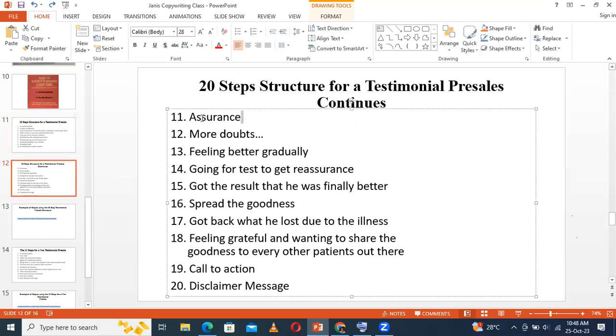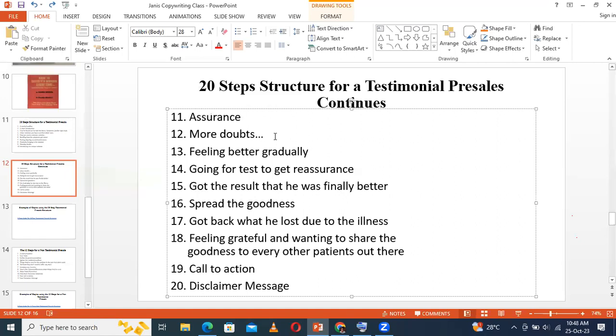That will lead us to number 11. But then maybe he now started using the product and he didn't get instant results. That will lead us to number 12, more doubt. Do you understand? But I skipped those parts in this copy. As I said, you can be flexible with them. And I went back to, I made demand somebody that is patient for results.